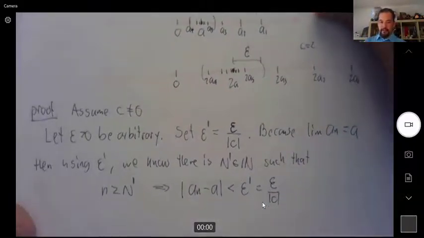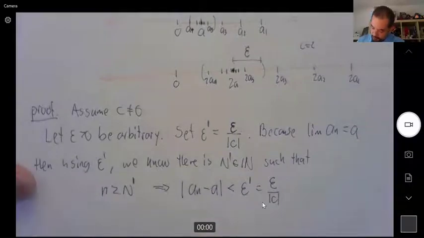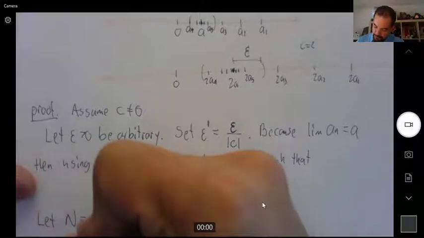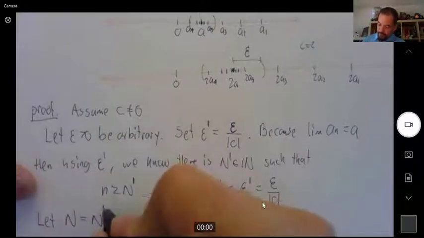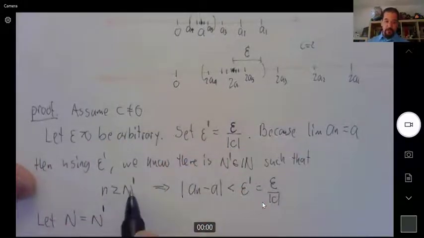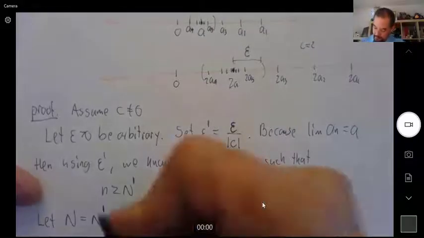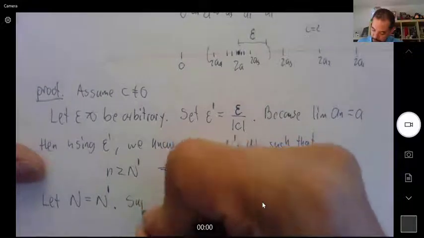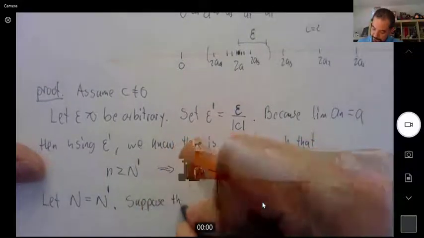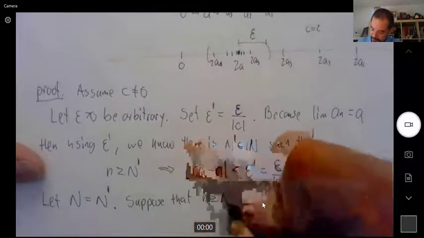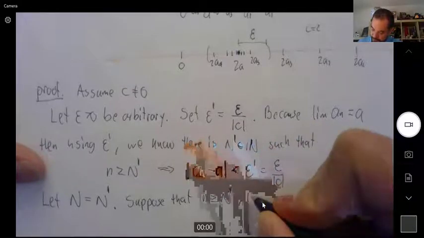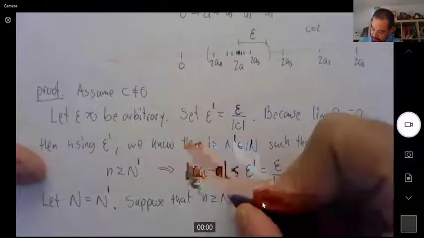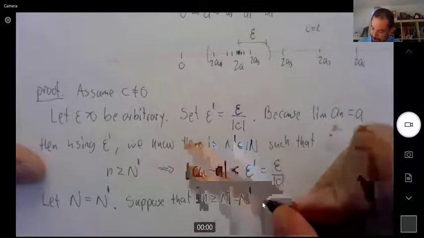Okay, and then we say the following. Let capital N be N prime. So the N we're looking for is actually the same one, N prime. And then let's verify that it works. How do we verify it works? Suppose that n is bigger than capital N. Well, this is the same. Capital N or N prime, they're the same.